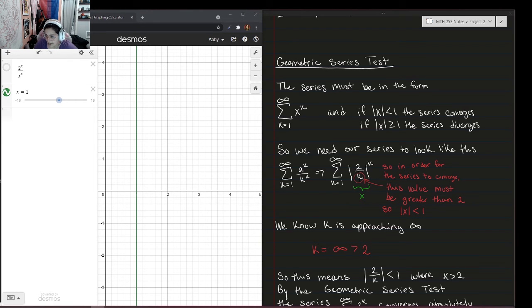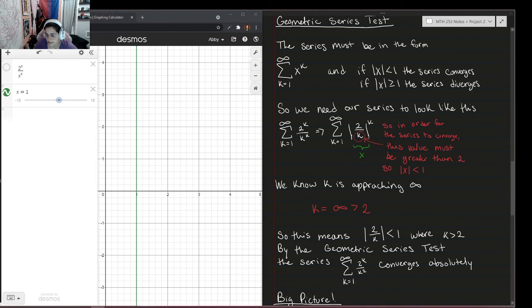So we know that k is approaching infinity, right? So k will equal infinity, and we know that infinity is greater than 2. So 2 divided by infinity, this term is going to be less than 1. This is our x term. So based on the geometric series test, we can determine that our series will also converge absolutely, because we took the absolute value of it when we did this test.